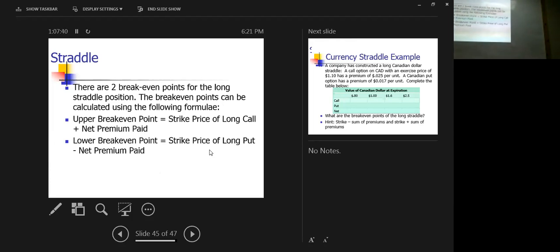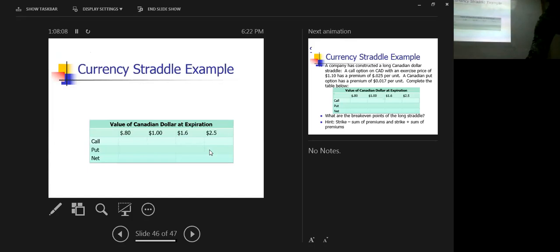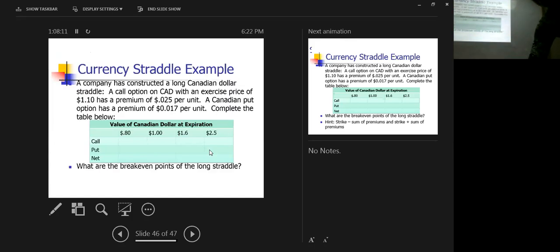The break-even points can be calculated as follows. If you think about it logically, you don't have to always pound it into your brain. Just try to understand the strategy. The upper break-even is the strike plus the premium. The lower break-even has to go lower than the strike, so it is the strike less the premium paid, which takes you to the left. All right, so we can try this one now.